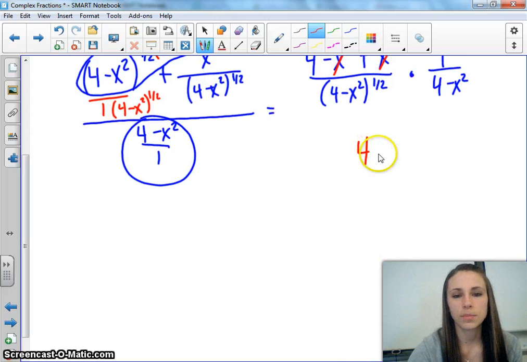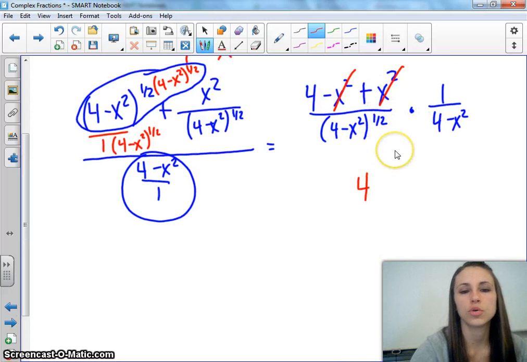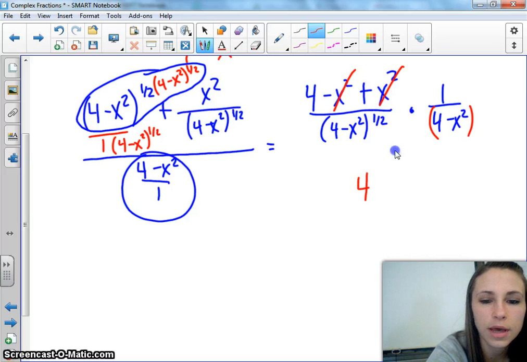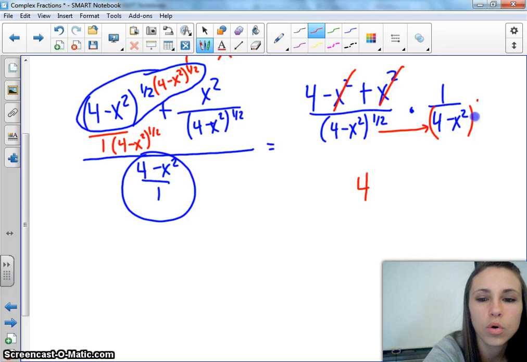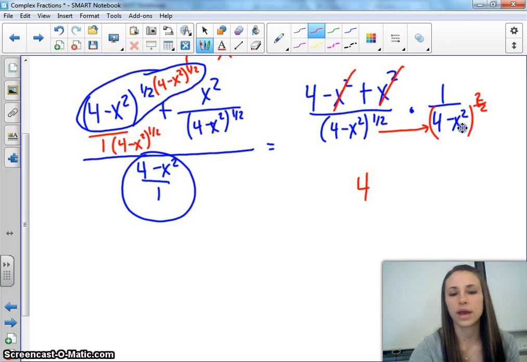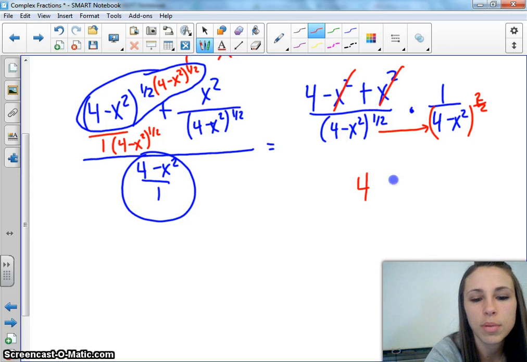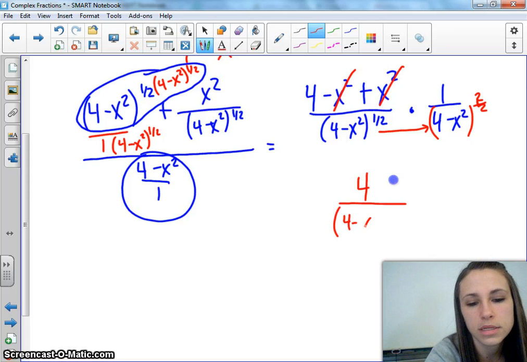Okay, so 4 on the top here, and then in the bottom, when you multiply these things, you're going to add the exponents. So 1/2 plus 1, or you can think of it as 2 halves. 1/2 plus 2 halves is 3 halves. So in the bottom, I'm going to have 4 minus x squared to the 3 halves.